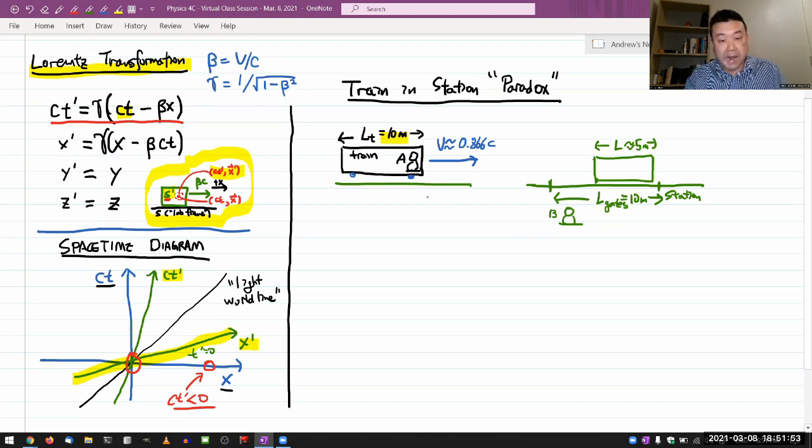But from Alice's perspective, it looks different, because it looks like the station is approaching her train, and from her perspective, these gates will be contracted. So these gates won't quite be separated enough to be able to contain her train. So that's the paradox. Who is right? Is the train able to fit between the two gates, or is it not? Shouldn't it be one or the other? So that's the paradox.